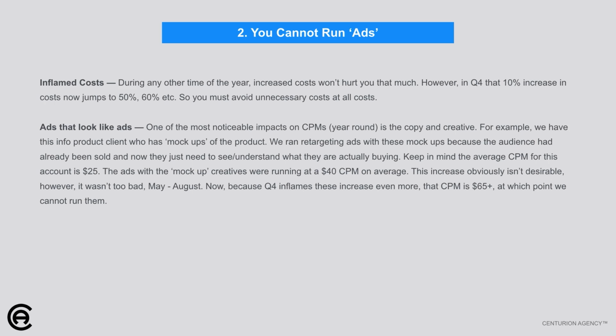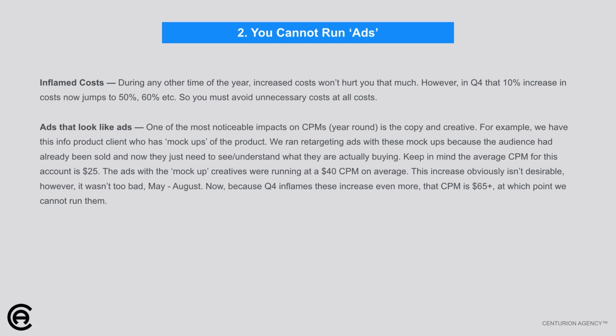The ads with the mock-up creatives were running at around a $40 CPM on average, right? This increase is obvious, and this is year round, I'm not talking Q4 here. It's not desirable, but it wasn't too bad because the results were still there, May through August. Now, we've obviously already cut these ads, because Q4 inflamed the increase even more, and that CPM has jumped from roughly $40 to around $65 and above. I think it was actually teetering around the $70 mark.